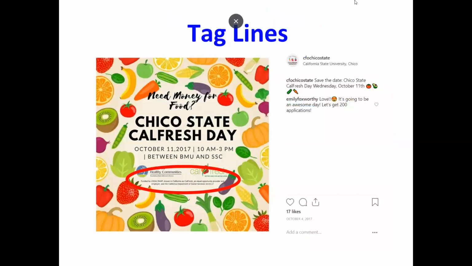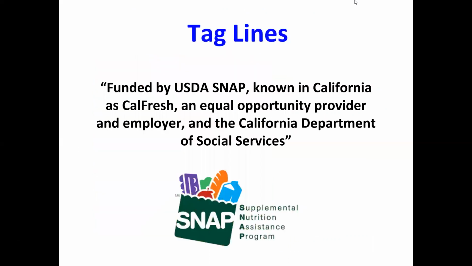Okay, so I know this did come up in the last meeting or two, and Jenny Breed, our program director, and us talked about what was acceptable for taglines. As part of receiving funding through CBSS to do this work, whatever materials are created do need to have this specific tagline that says: funded by USDA SNAP, known in California as CalFresh, an equal opportunity provider and employer, and the California Department of Social Services.